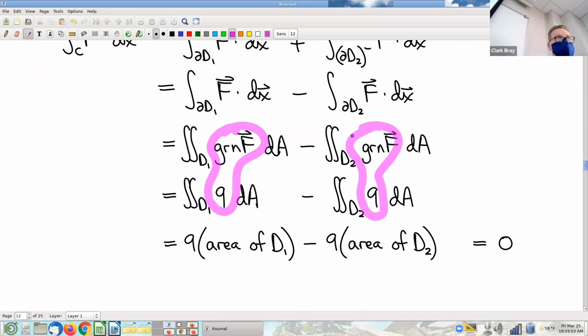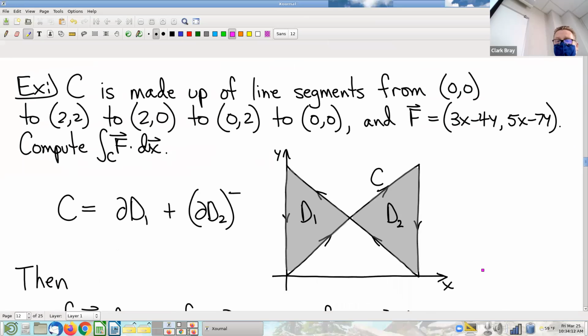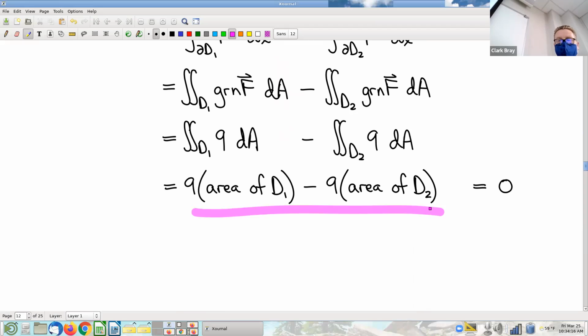Everybody follow me on that? And so again, worked out really nicely. These are easy domains. They're familiar triangles, not hard to compute their areas. And not that we have to, we can even more easily argue these 2 triangles have the same area. And so we're subtracting something from itself. And so we get 0.